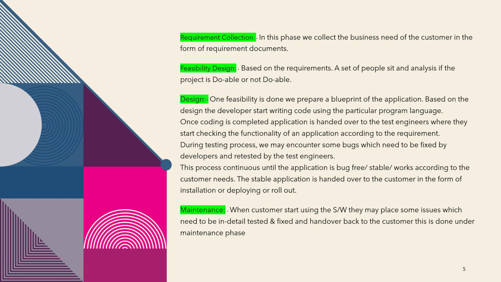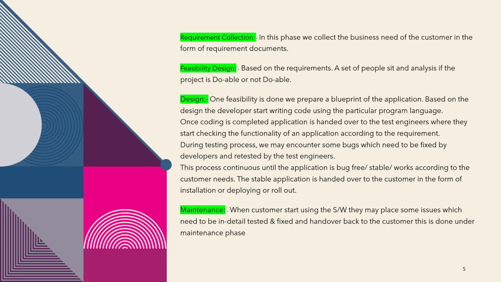In this phase, we collect the business need of the customer in the form of a requirement document. Once the requirement collection is done from the customer, we'll start with the feasibility study. Based on the requirement, a set of people sit and analyze if the project is doable or not. Once the feasibility is done, we'll go for design. Once feasibility is done, prepare a blueprint of the application.